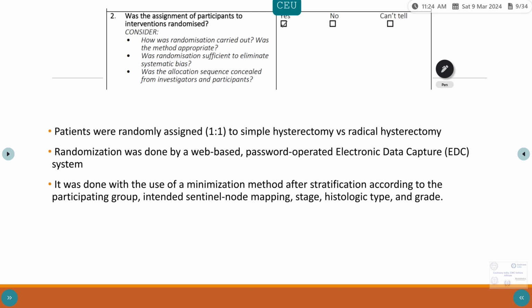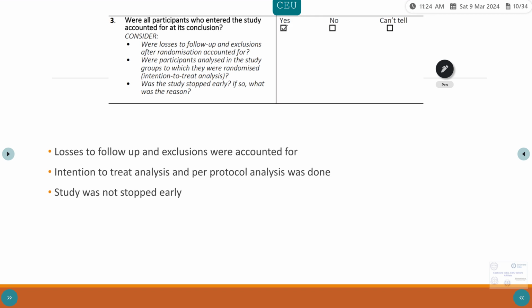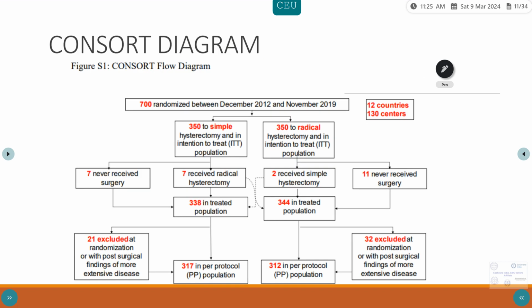Were all the participants who entered the study accounted for at its conclusion? The loss to follow-up and exclusions were accounted for. They have done both an intention to treat and a per protocol analysis. The study was not stopped early. This is the CONSORT diagram. So they have done the study in 12 countries. India was not included. The Asian countries they have included are China and Korea. Otherwise, they have done it across 130 centers. So they've included a total of 700 patients.